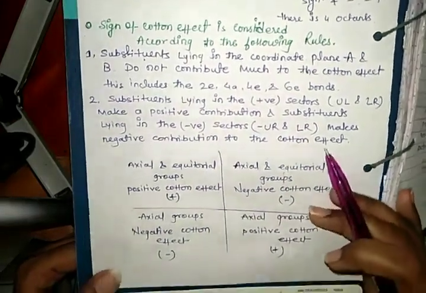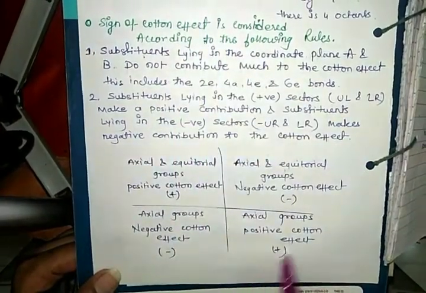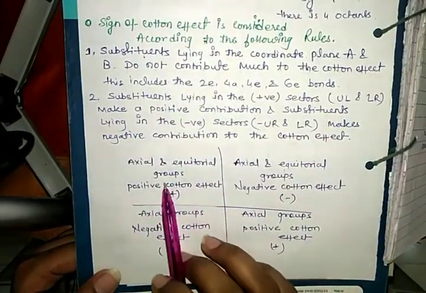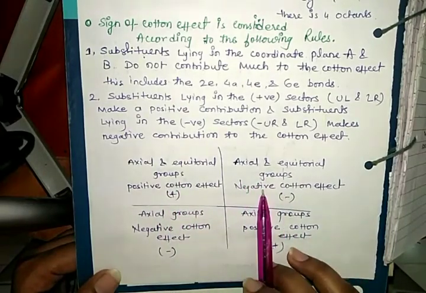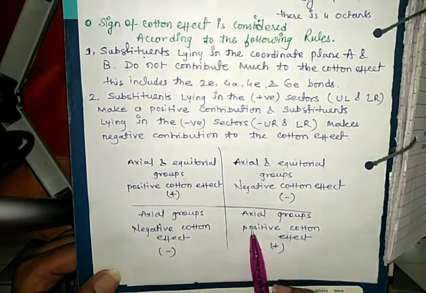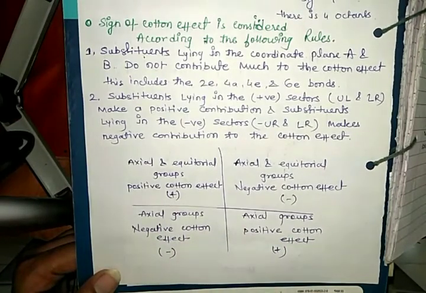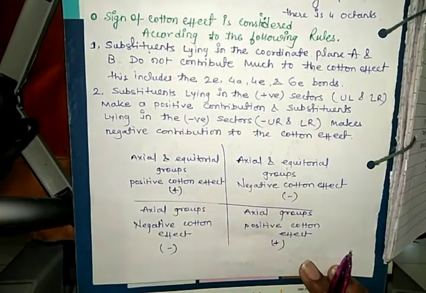So there is the description of a rear octant diagram. So axial and equatorial group positive Cotton effect, axial and equatorial group negative Cotton effect, axial group negative Cotton effect, and axial group with positive Cotton effect. Next we see some examples of octant rule.